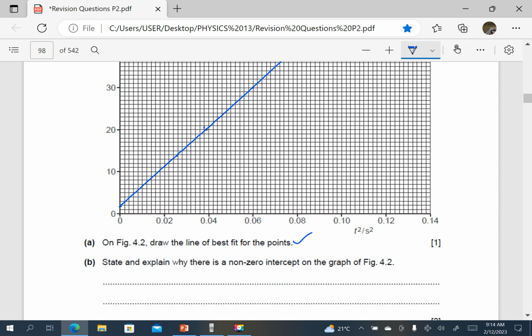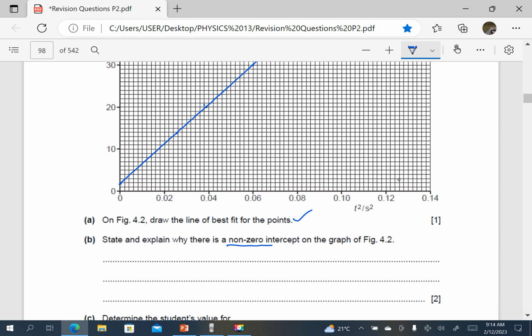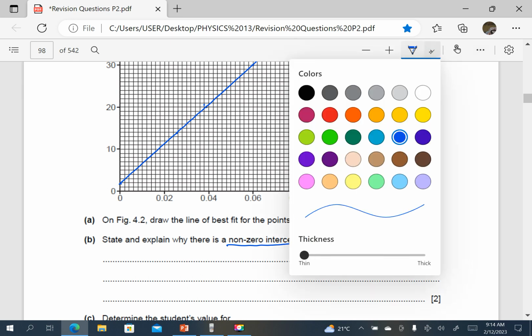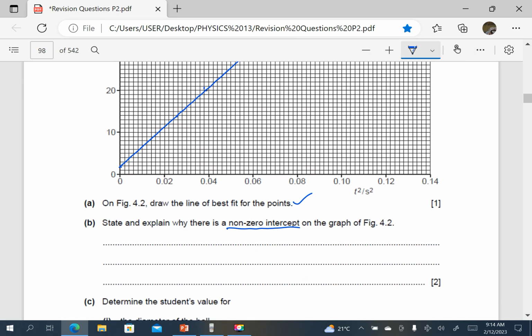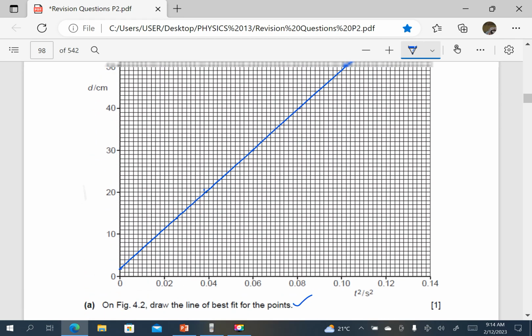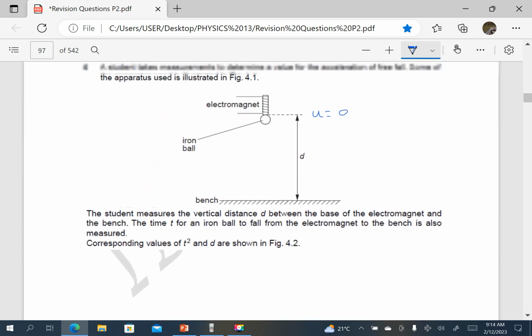State and explain why there is a non-zero intercept on the graph. So we see that there is a non-zero intercept on the graph. The graph is not going to the origin. Of course, we are having a graph of d against time t. When we look at the diagram, you notice that d is not the distance fallen through by the ball. D is the distance which is equal to this height here, the distance fallen through, plus the diameter of the ball.